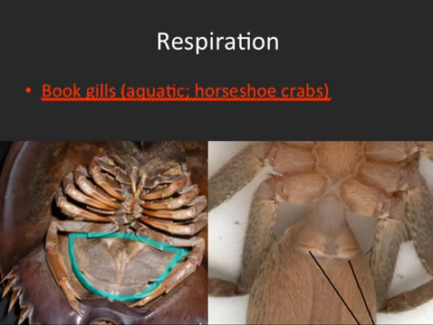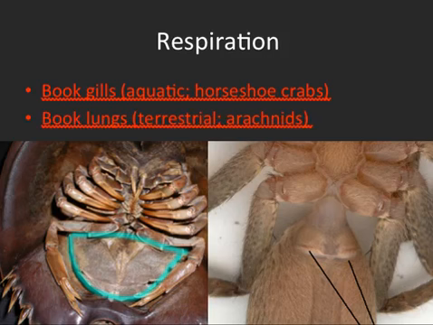For respiration, aquatic chelicerates, like horseshoe crabs, have book gills. You can see the book gills here. The reason they're called book is because there are different layers that are very thin, like the pages of a book. And then terrestrial chelicerates use book lungs. And you can see that here. This is the underside of a spider. Here's one page of a lung. Here's another page, and another page, and another page. So this is the respiratory tissue in arachnids.